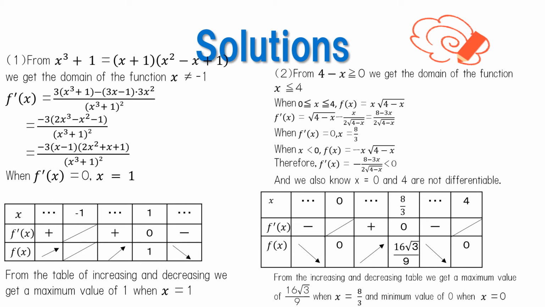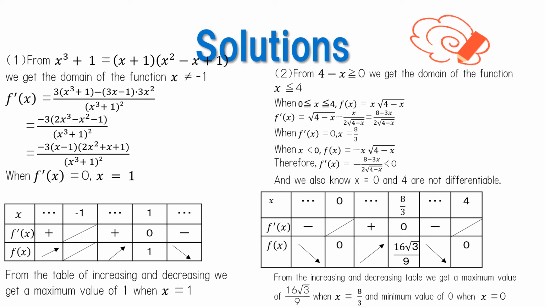When f prime of x equals 0, x equals 8 over 3. When x is less than 0, f of x equals negative x square root of 4 minus x. Therefore, f prime of x equals negative 8 minus 3x over 2 square root of 4 minus x, which is less than 0. And we also know that x equals 0 and 4 are not differentiable.